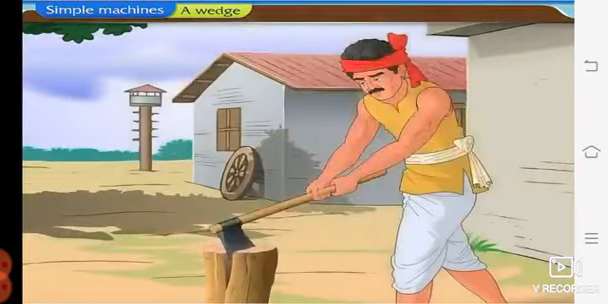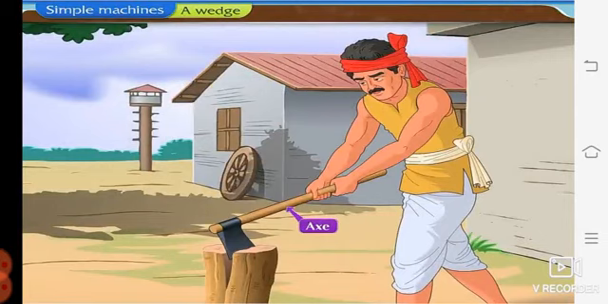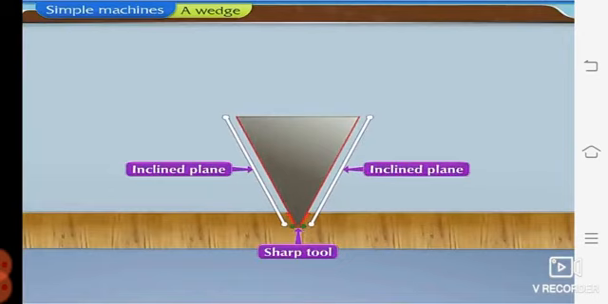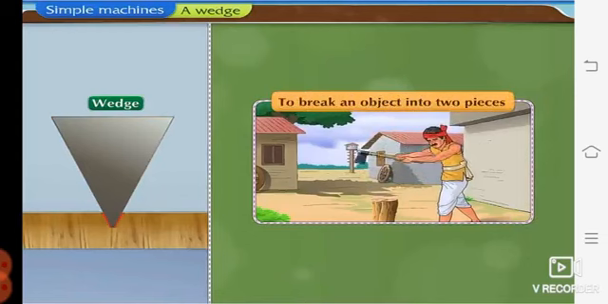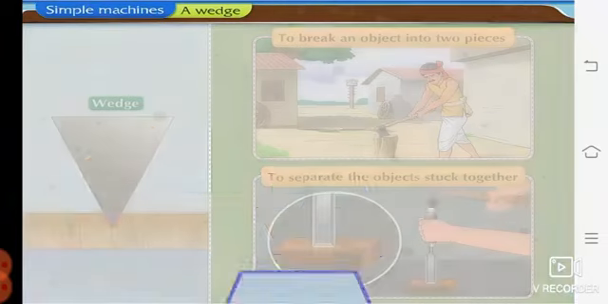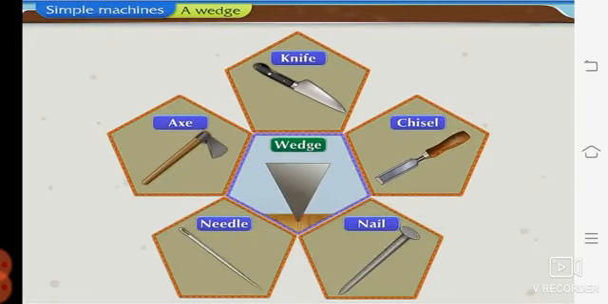So now let's learn the next simple machine, that is a wedge. So here we can see a woodcutter cutting a wooden log. An axe is used for cutting wood. A sharp tool is formed on joining two inclined planes. Such a tool is called a wedge. A wedge is used for breaking an object into two pieces or to separate objects stuck together. An axe, a knife, or a chisel are some examples of this machine. A needle and a nail are also kinds of wedges.